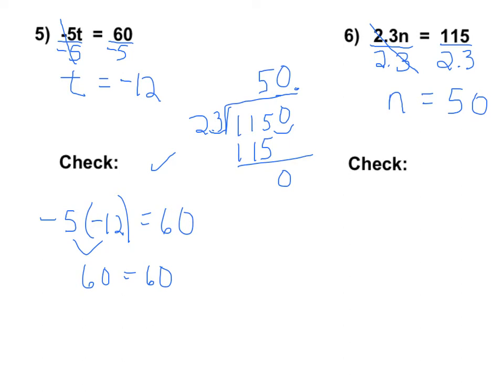So now we're going to double check. 2.3 times 50, does that equal 115? If I multiply that on my calculator, I do get 115 is equal to 115, so the problem checks out. All right, so let's do, I think we have 3 more. We're going to do 9 problems.